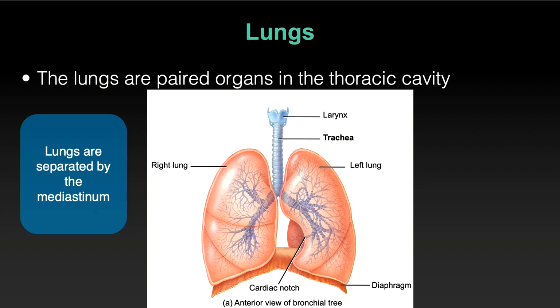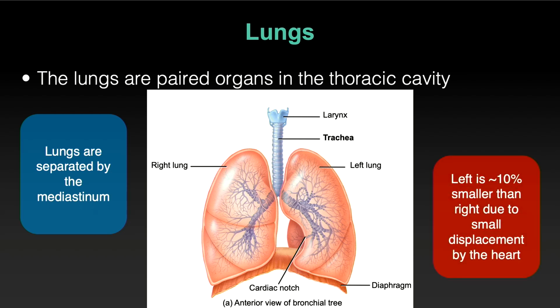And so the cardiac notch in the left lung accommodates the heart. And because of this little depression, the left lung is actually a little smaller than the right. Only about 10% smaller. But functionally, they still work as well. All the areas of the lung can still participate in gas exchange. There's no observable deficit in function. This is just a difference in structure that's noticeable.